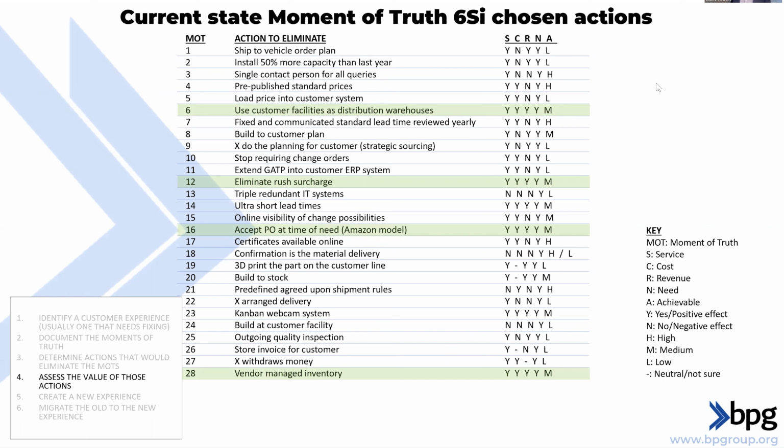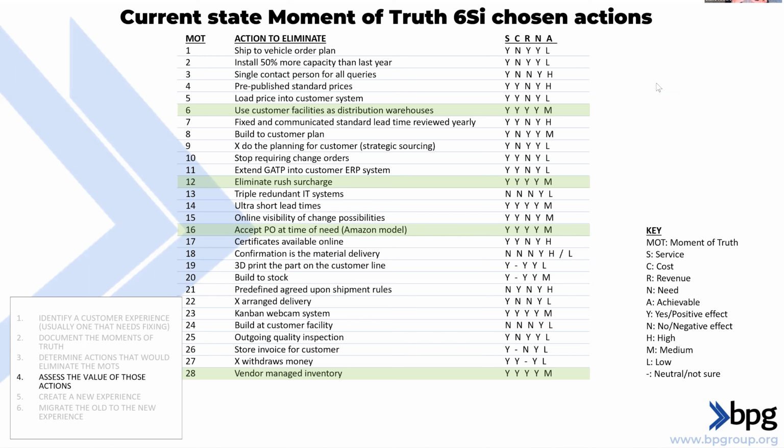And that's against moment of truth number 6, use customer facilities as distribution warehouses. Moment of truth number 12, eliminate the rush surcharge. Moment of truth number 16, accept the purchase order at time of need, Amazon model. And moment of truth number 28, vendor managed inventory. Now, all those moments of truth that were previously there, the 28, are going to go away in some form. But we want to focus our attention on the ones which give us the best return. So as you can see there, there's a yes against service costs, revenue, and will it meet the need? And achievable in all these instances, yes, it's mediumly achievable, right?